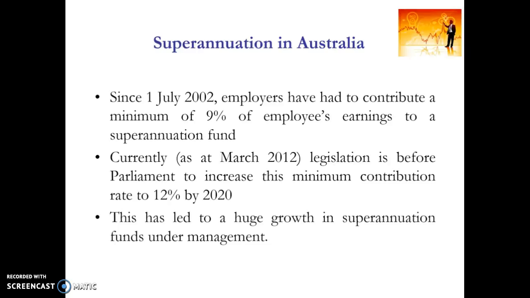Now, as we saw earlier, superannuation has grown significantly in Australia in terms of funds under management over the last 30 years, and there is a good reason for this. Since the 1st of July 2002, employers have had to contribute a minimum of 9% of their employees' earnings to a superannuation fund, and this minimum contribution, known as the superannuation guarantee, is actually slated to increase up to a level of 12% by 2020. So the amount of superannuation assets under management is only expected to grow into the future, and hence superannuation funds are the most dominant form of investors across Australian financial markets.